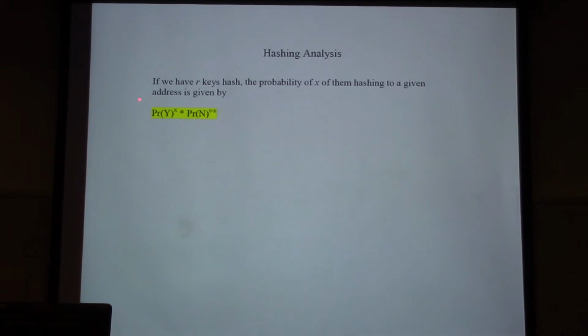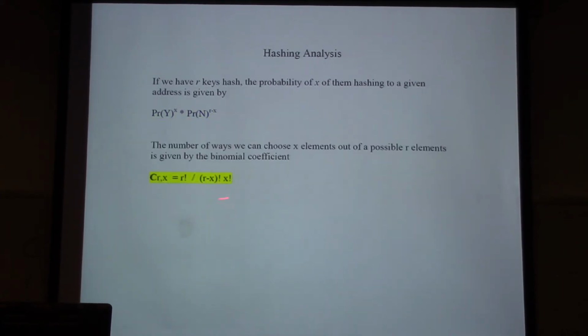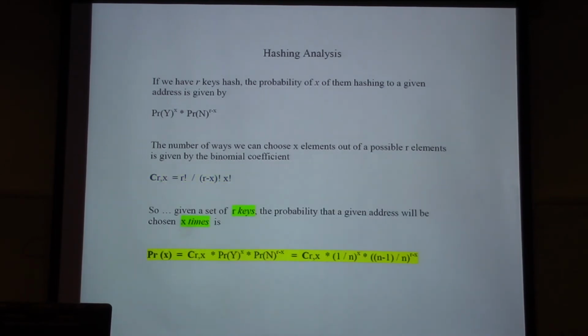But that only gives us the successes followed by the failures, so we have to now multiply it by this combinatorial coefficient that we had over here, which is going to be the combination of R choose X. So R records taking X at a time, that's going to be R factorial over R minus X factorial times X factorial. So we need to multiply by this binomial coefficient.